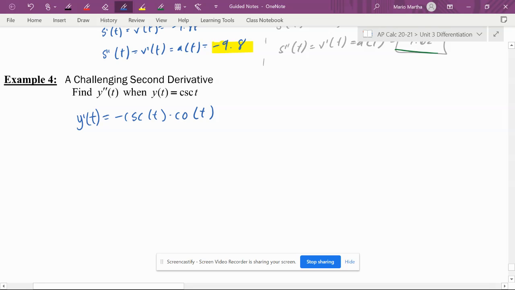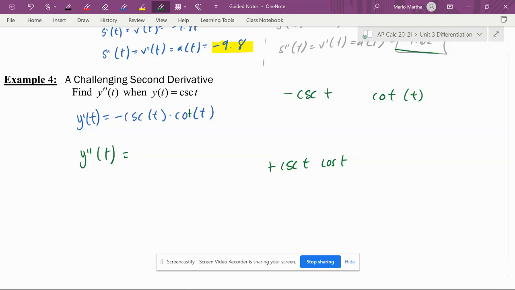Now, in order for us to find the second derivative, we're going to have to use a product rule, right? So y double prime of t equals, right? So we have negative cosecant of t, we have cotangent of t. And then the first derivative of negative cosecant, again, will give us negative cosecant of t, cotangent of t, right? Actually positive. And then the first derivative of cotangent is given to us by negative cosecant squared of t.